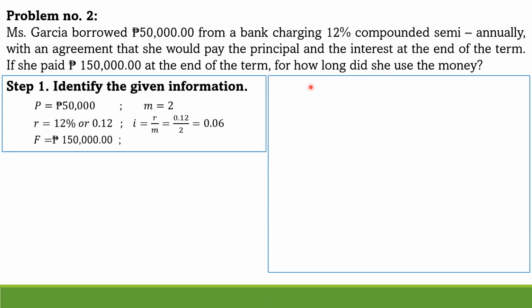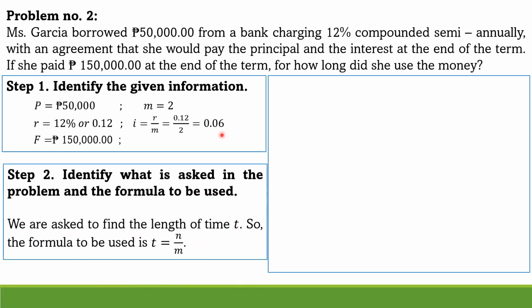To identify the given information, we have the present value of 50,000 pesos. Our interest rate is 12%. Convert to decimal, 0.12. And then, ang ating final amount is 150,000 pesos. Compounded semi-annually, so ang M natin is equal to 2. And then, I is equal to R over M. Rate is 0.12 divided by the conversion period 2. I is equal to 0.06.